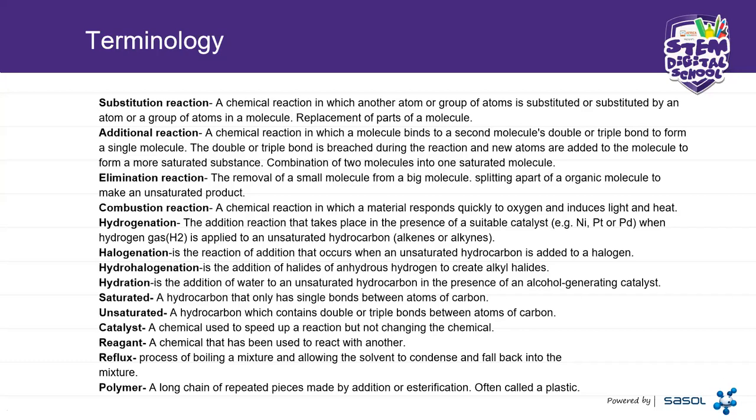Okay, so what's a polymer? A polymer is a long chain of repeated pieces made by addition or esterification. You're going to see most of that as we go along into the lesson, but we're not going to be doing plastics and polymerization today. We're going to do that next week because it's going to be too much work for our 2 hours, considering that we still have to do some revision questions of our exam.